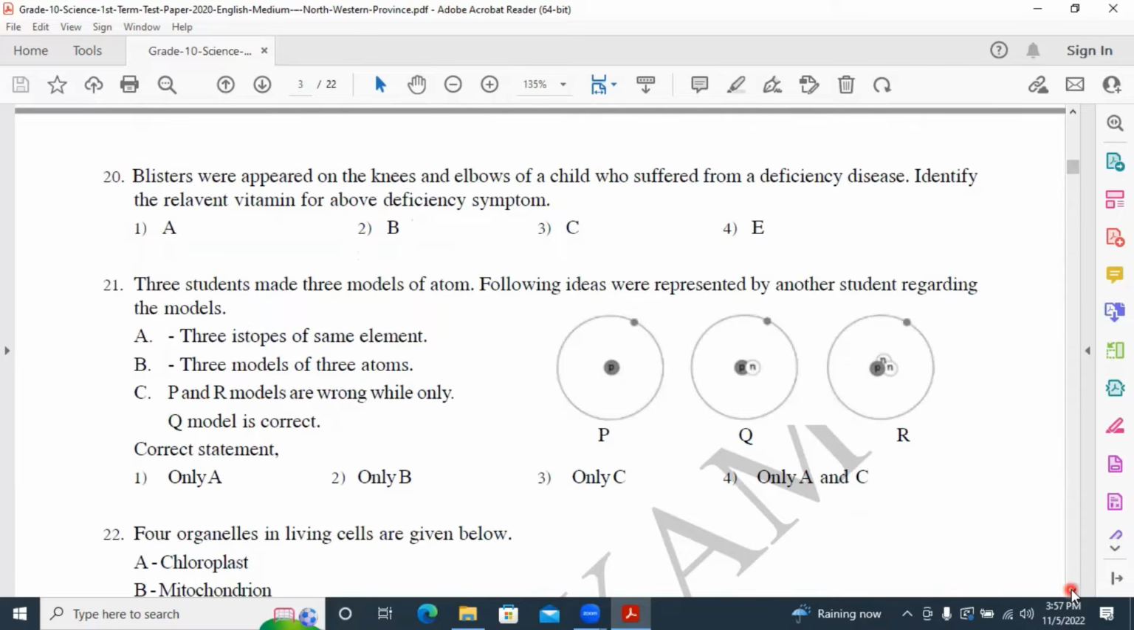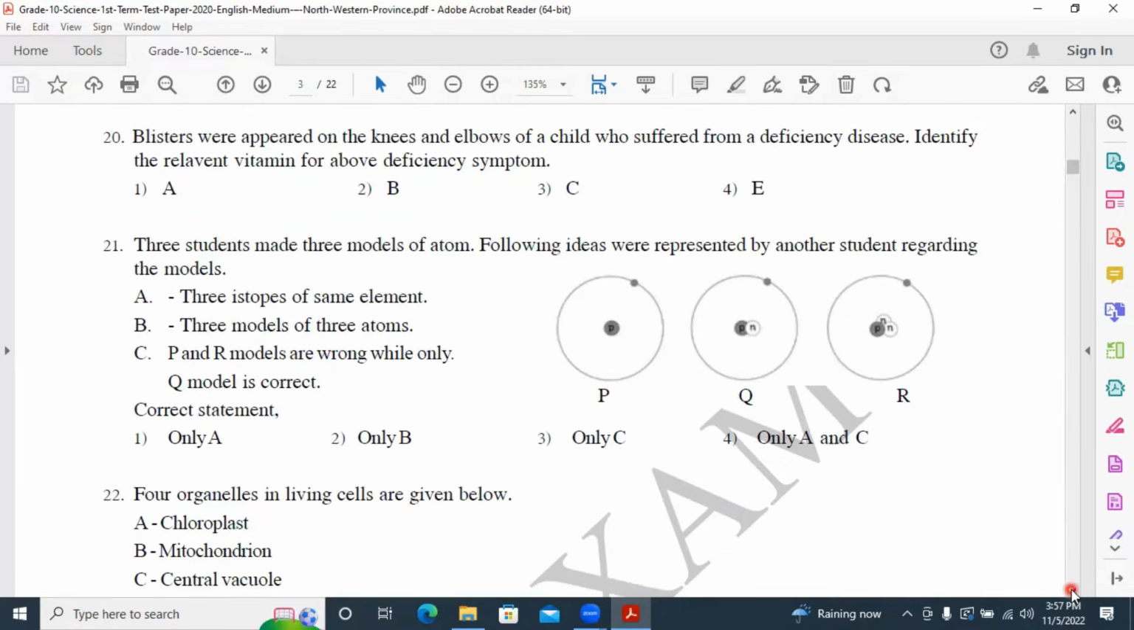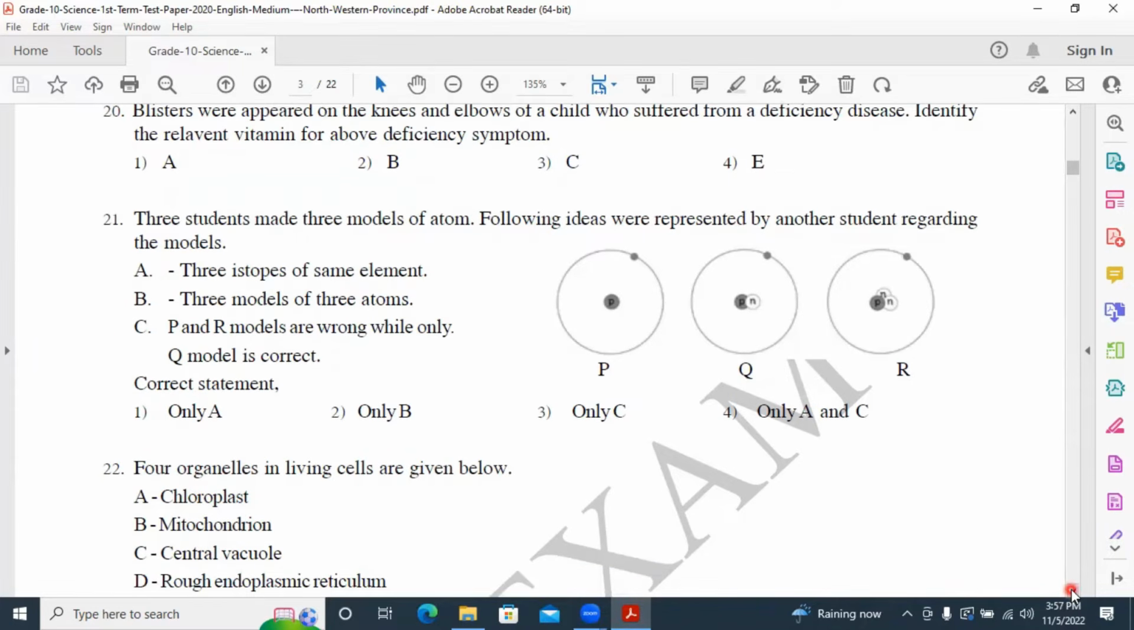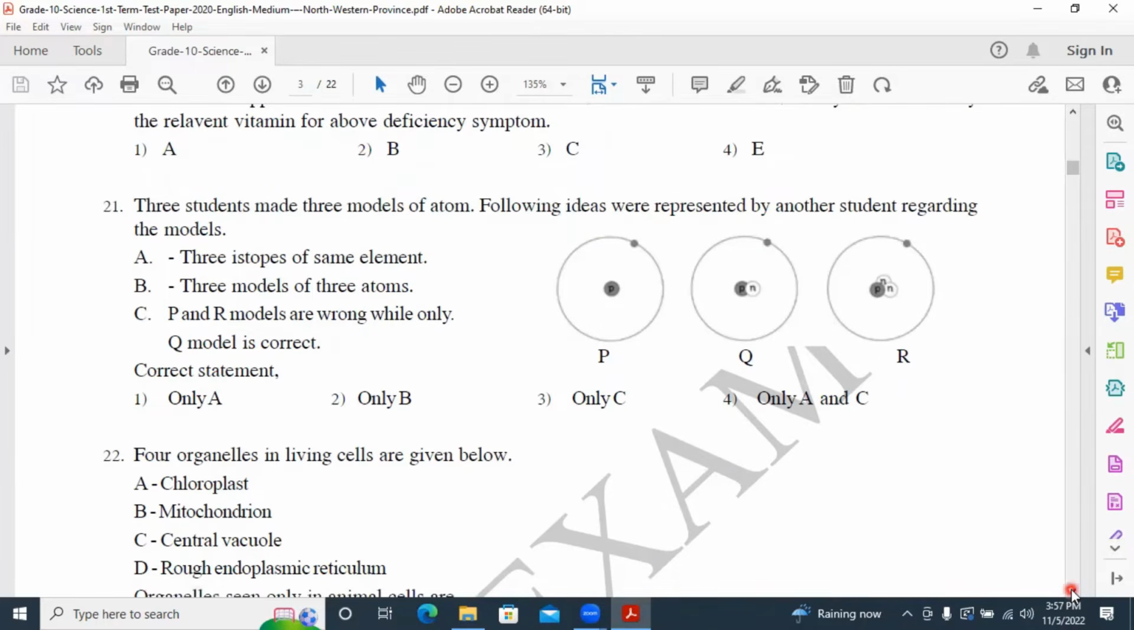21. Three students made three models of atoms. The following ideas were represented by another student regarding the models. A. Three isotopes of the same element. B. Three models of three atoms. P and R models are wrong while only the Q model is correct. The answer is answer number 1. Only A is correct because these three are isotopes of the same element.